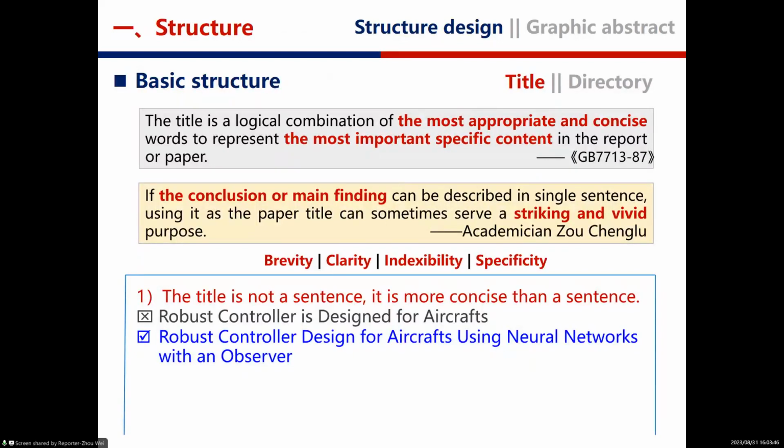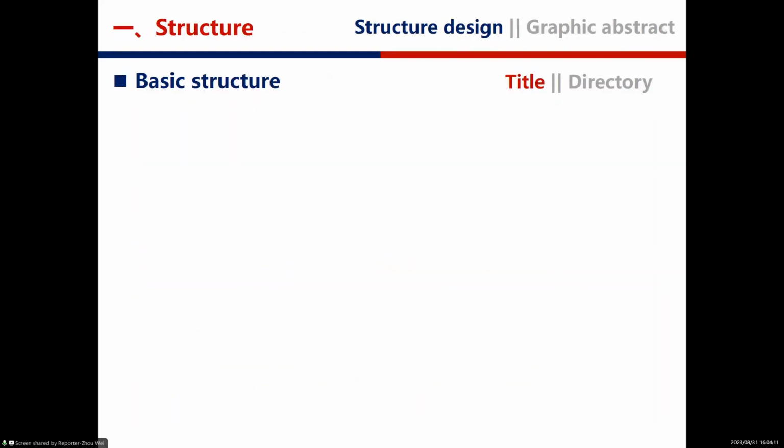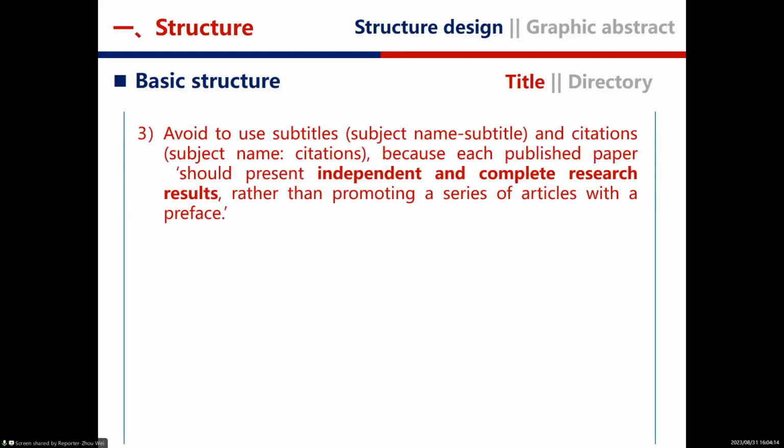acronyms, characters, code names, chemical formulas, patents, and trademark names, jargon, rare or outdated terms in your title, since readers will have difficulty understanding the exact meaning without an explanation, because you don't have any space to place the explanation for abbreviations. Do not use subtitles and citations, because published papers should present independent and complete research results, rather than promoting a series of articles with a preface.